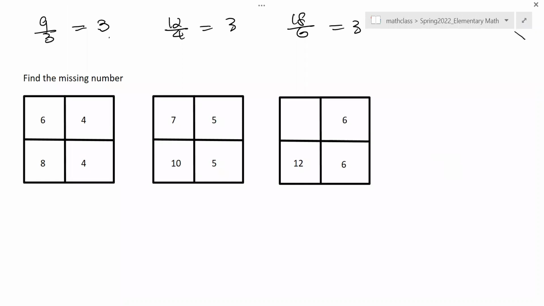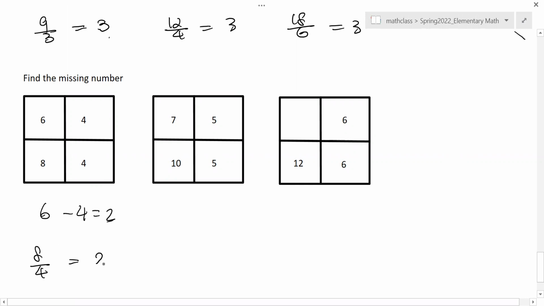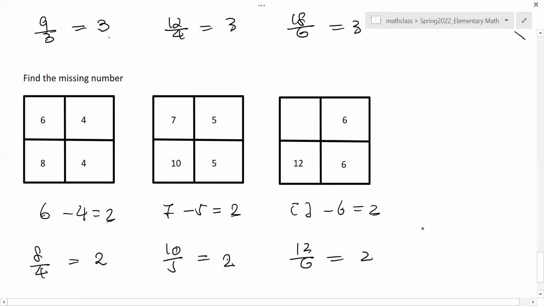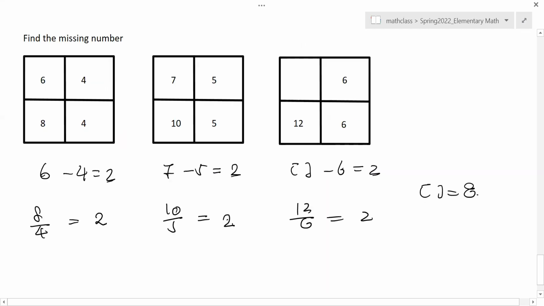See? Yeah, this is the same. 6 minus 4 is going to be 2. 8 divided by 4 is going to be 2. Okay, so 7 minus 5 is going to be 2. 10 divided by 5 is going to be 2. So that number minus 6 should be 2. 12 divided by 6 is 2. So clearly that number is going to be 8. Got it? Great.